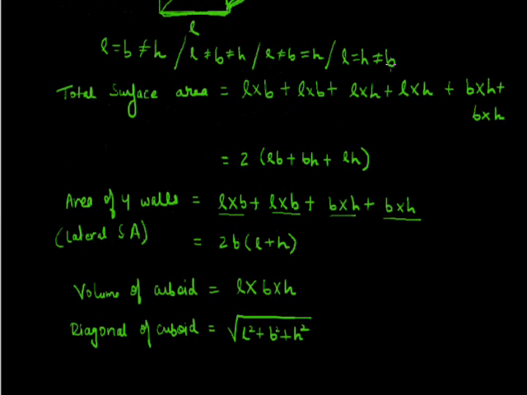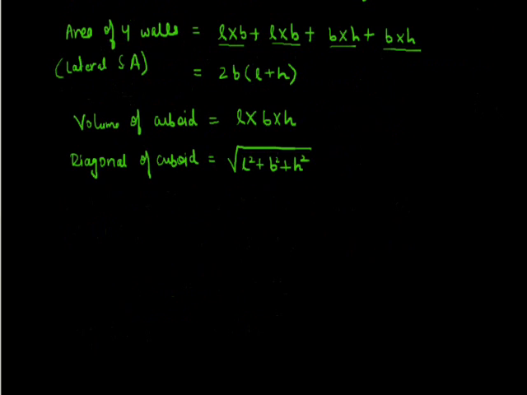And these are the formulas which are very important for finding out the things related to a cuboid, that is total surface area, area of four walls or lateral surface area, volume of the cuboid and diagonal of the cuboid. Now we move on to the next 3D figure, that is cube.